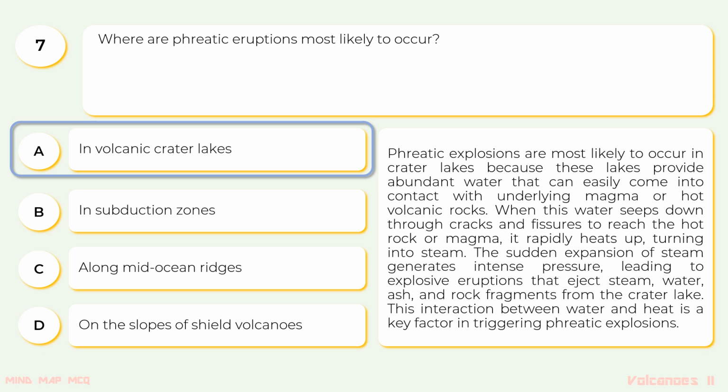that can easily come into contact with underlying magma or hot volcanic rocks. When this water seeps down through cracks and fissures to reach the hot rock or magma, it rapidly heats up, turning into steam. The sudden expansion of steam generates intense pressure, leading to explosive eruptions that eject steam, water, ash, and rock fragments from the crater lake. This interaction between water and heat is a key factor in triggering phreatic explosions.